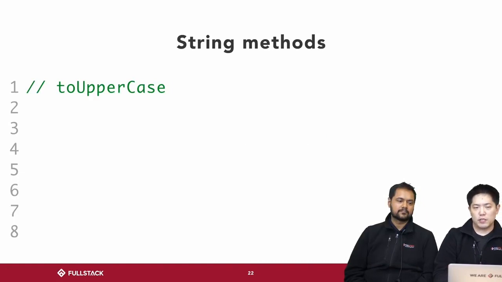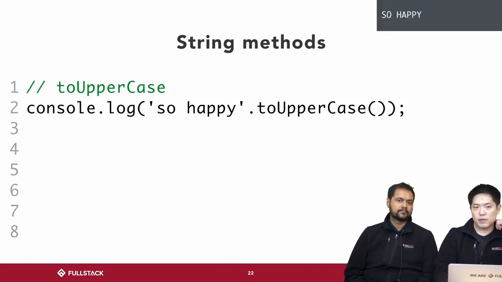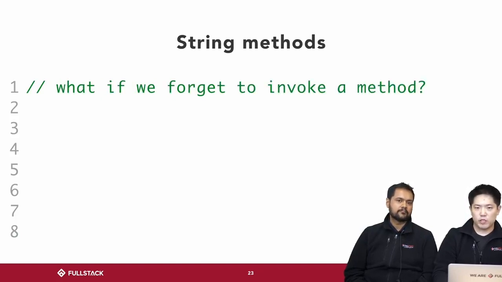Some string methods include things like toUpperCase. Here we can do console log, take a string value, put a period after it, and call toUpperCase. You see we put these parentheses afterwards to say, call this function, call this method. And we get SO HAPPY. Now, toUpperCase wouldn't make sense on a number, so 10.toUpperCase doesn't mean anything. Just one thing to remember.